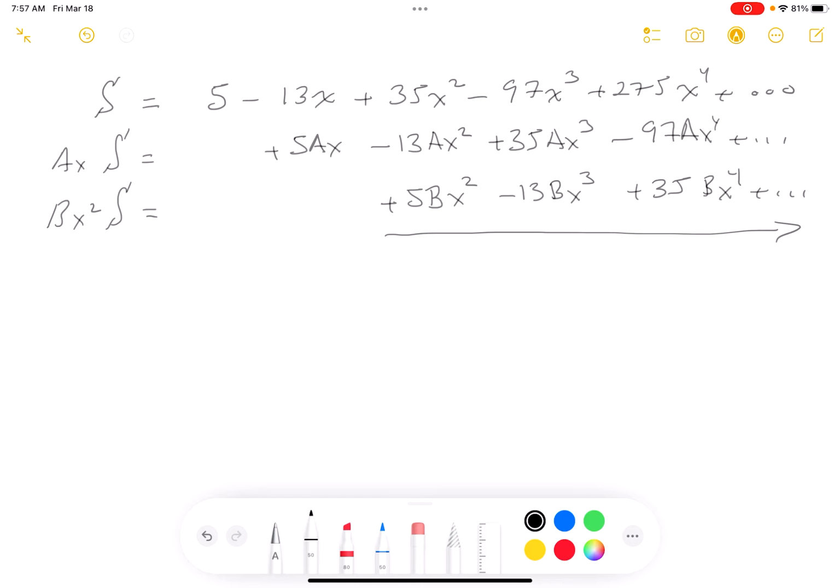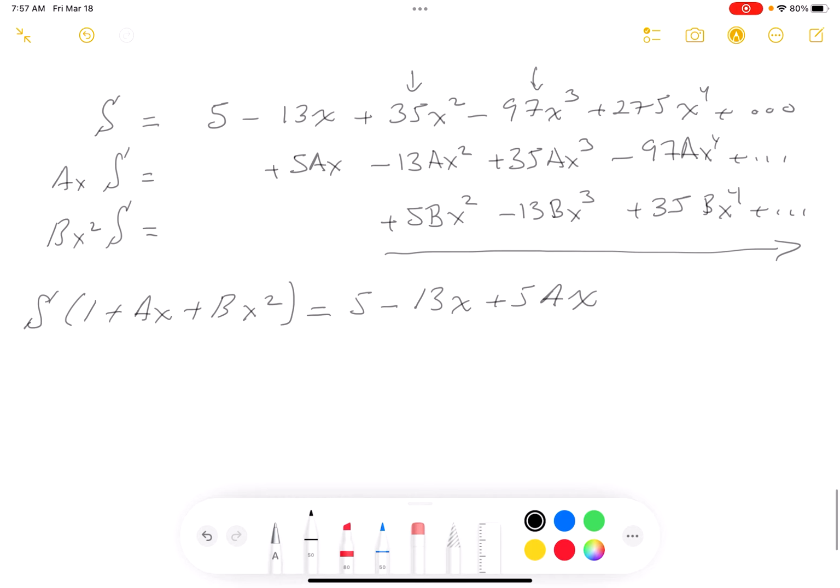So what are you going to get? You're going to get S times (1 plus AX plus BX squared) equals 5 minus 13x plus 5AX. All right? Again, the hope is that this is going to disappear, this is going to disappear, and so forth and so on. Now, I said second order, so I'm just going to trust them on it. So let's take a look at this.